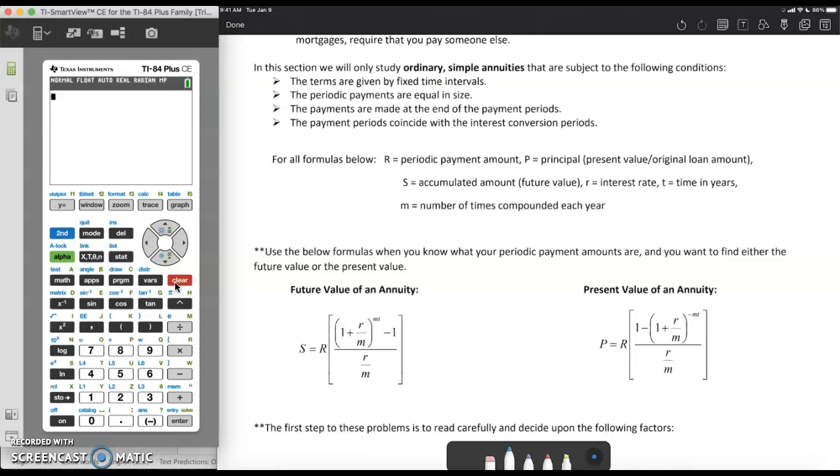The payments are made at the end of the payment periods, and the payment periods coincide with the interest conversion periods. Again, you don't really have to worry about these. That will just be true about any question you're given. What's important to know is that there are other types of annuities. There are tons of way more complicated annuities where those things aren't necessarily true. Maybe payments do fluctuate in size, or maybe the time intervals do change. That just makes them a lot more complicated, and we're just focusing on this basic type. And believe me, they are hard enough.